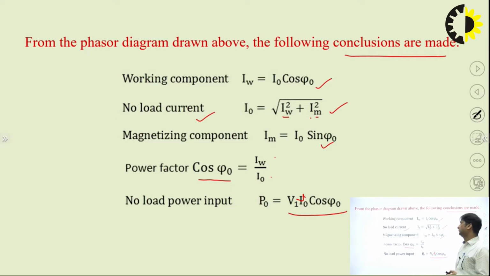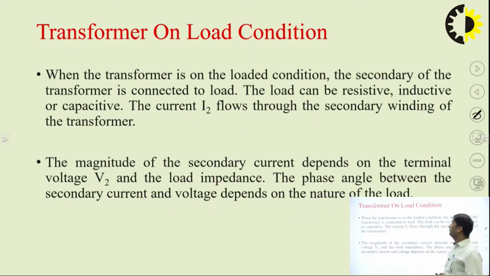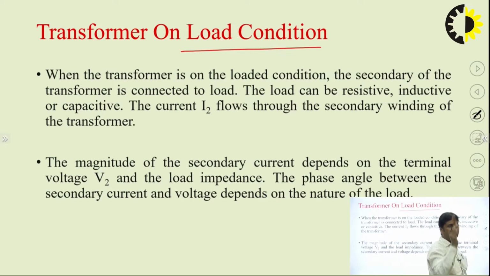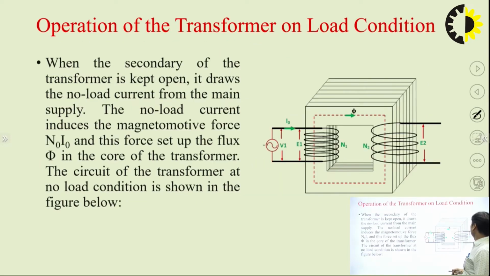Okay, so this is the concept of the transformer at no load. Now let us discuss the operation of the transformer under load condition. What happens when we apply the load at the secondary side of the transformer? The current will flow. Suppose this is the transformer, with the primary winding and the secondary winding. When the transformer is at no load, the secondary is open.